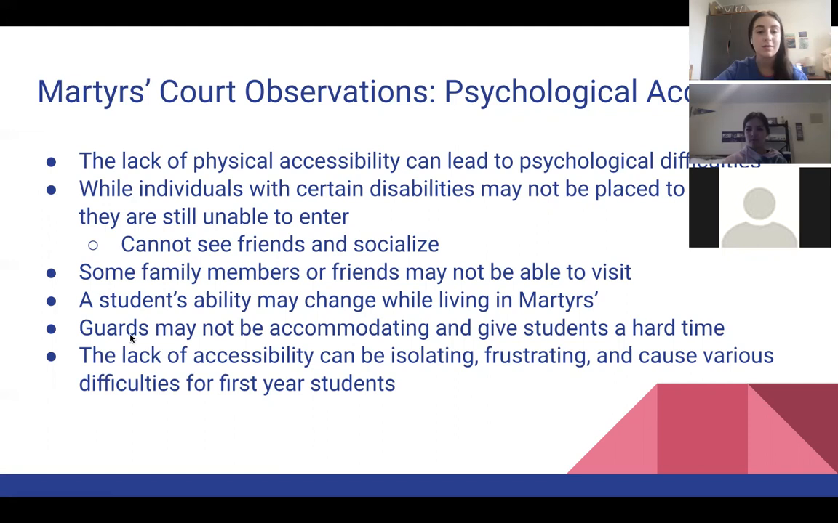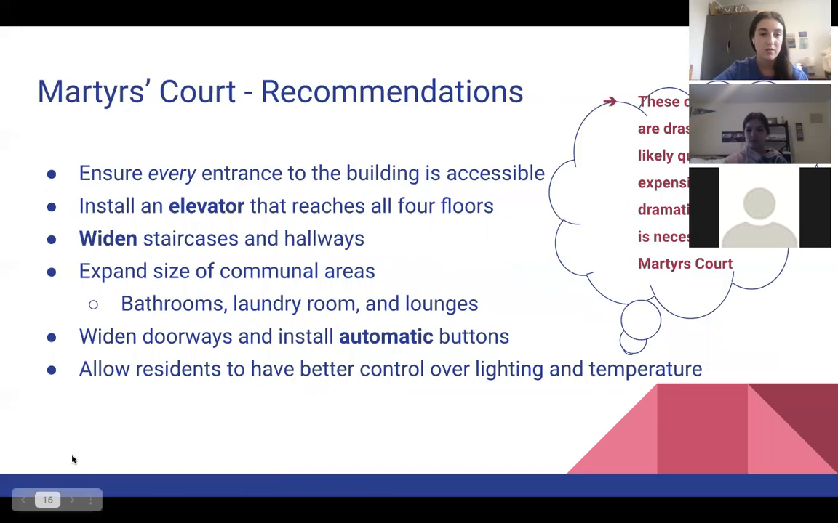And guards are likely not very accommodating and may give students a hard time. I think every Fordham student has their story about a guard kind of giving them a hard time. And even with the little extra time it may take a student to enter the building, they may face that frustration going into their own home every day. And this lack of accessibility can be isolating, frustrating, and cause various psychological difficulties for first year students, and therefore just another reason it needs to be addressed by the university.